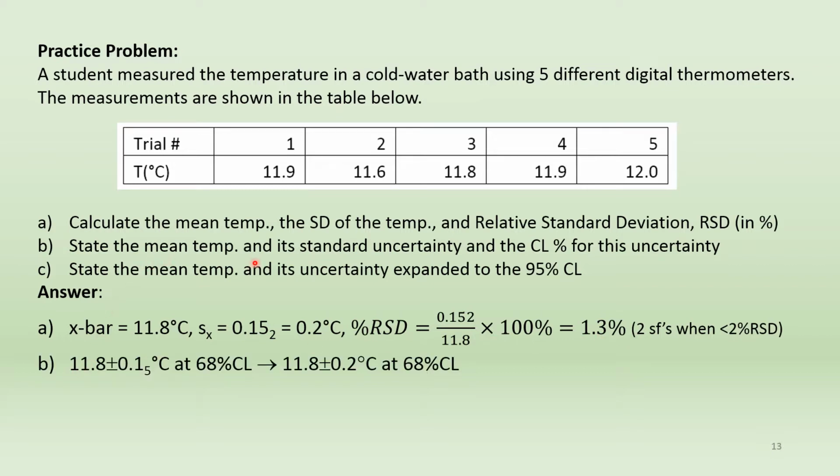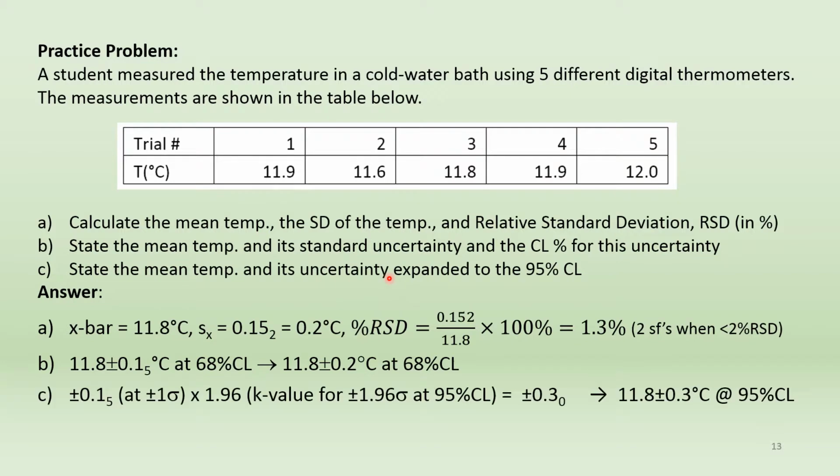So the standard uncertainty, 11.8 plus or minus 0.15, would be at the 68% confidence level. I was asking you what that standard uncertainty is. It's a 68% confidence level, which would round to 11.8 plus or minus 0.2. Notice I'm keeping consistent precision for the uncertainty and its value.